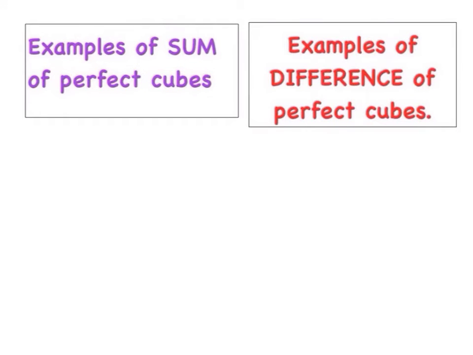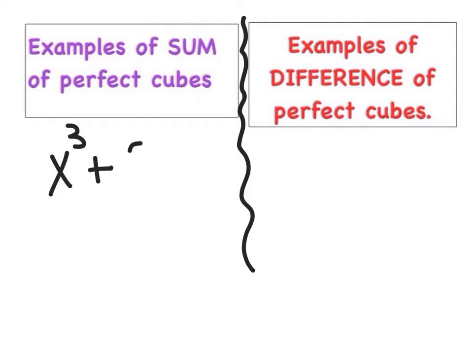So our goal is to focus on the sum of perfect cubes and the difference of perfect cubes. So you can go ahead and put this in your notebook. I'll draw a little line dividing between the two. The sum of perfect cubes would be x cubed plus 8. And I'm hoping it's obvious when I say sum because I see a plus sign.